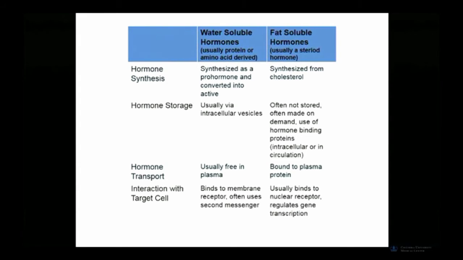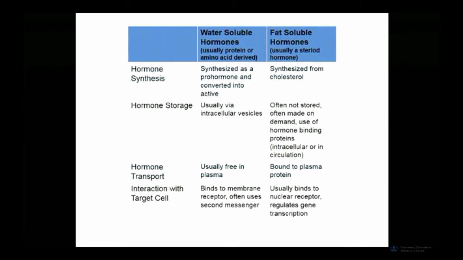Can we store a fat-soluble hormone in an intracellular vesicle? No, because it'll float out, right? You can't keep a fat-soluble hormone in a vesicle, because it freely diffuses across membranes. Okay? So if you want to store a fat-soluble hormone, you either can't store it at all, you have to make it on demand, or you have to store it attached to something else that is water-soluble. Okay? And actually, when we get to the thyroid hormone disorders, you'll see that that's exactly what we do. We make T3, we make T4, we attach it to a huge protein that can't get out of the gland, and then we just break the bond when we want to release it. Okay?